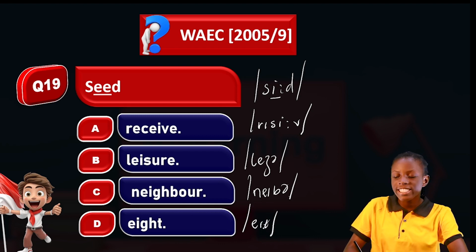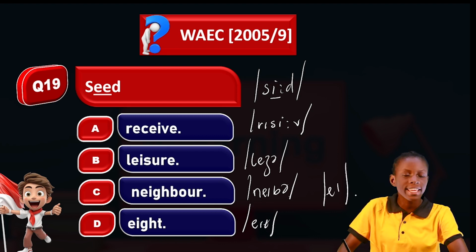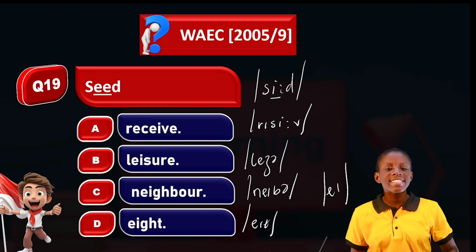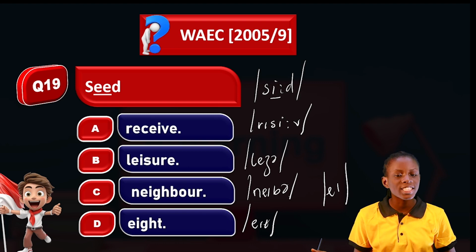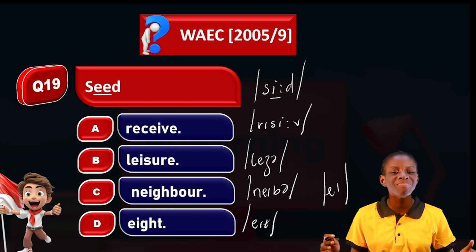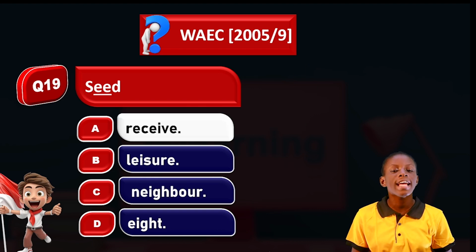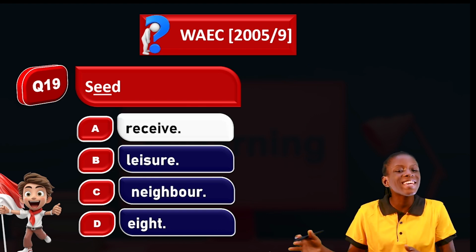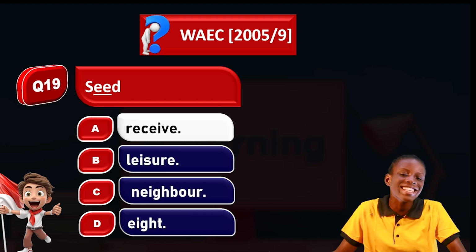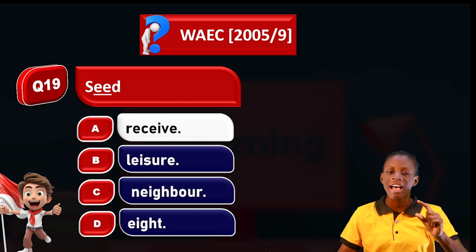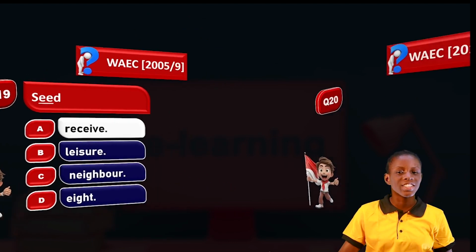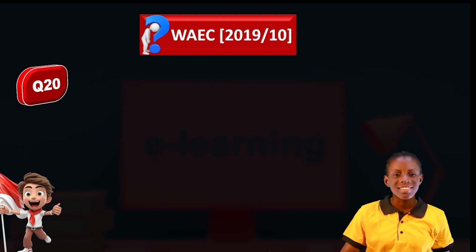It's our diphthong A sound, okay? So don't get confused there. So we have seed, receive, leisure, neighbor, and aid. So what's my answer? It is boldly option A. Receive and seed share the E sound, which makes option A our evident answer.